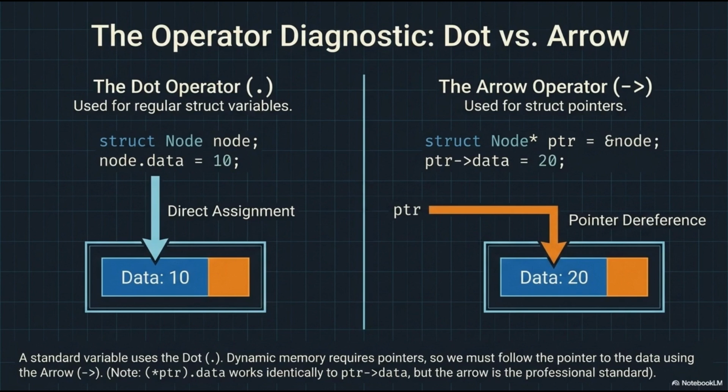Look at the dot operator. That's used for direct assignment on regular struct variables. But remember, we're building on the heap now, and dynamic memory means pointers. So we gotta use the arrow operator, just a hyphen followed by a greater than sign. The arrow operator explicitly tells the compiler, hey, follow this pointer to its destination in memory and then access the data there. It is the absolute professional standard for pointer dereferencing in C.